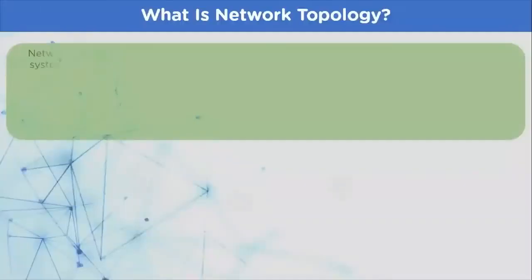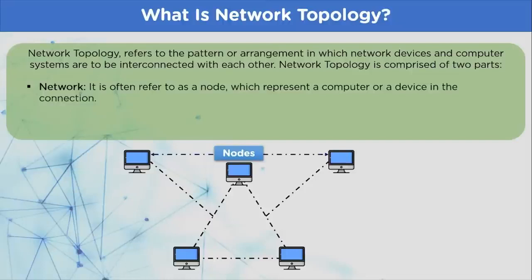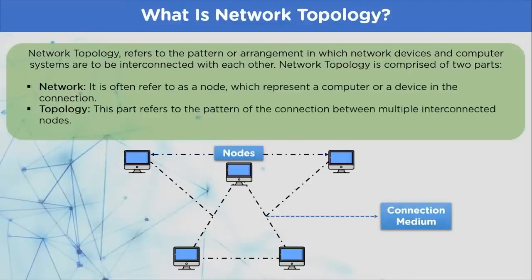What is network topology? It is referred to as an arrangement of multiple systems and network devices interconnected to each other through a physical medium or logical channel. The term network topology is a combination of two individual network concepts. First is the network part, which represents the devices or systems, also known as nodes, which are connected and how they exchange the data within the network.